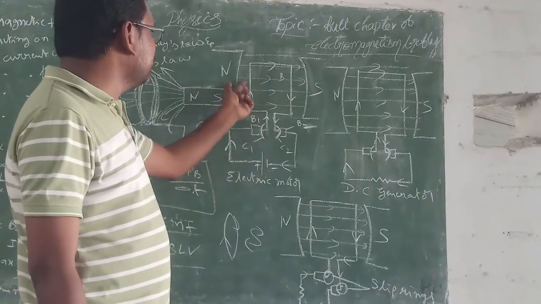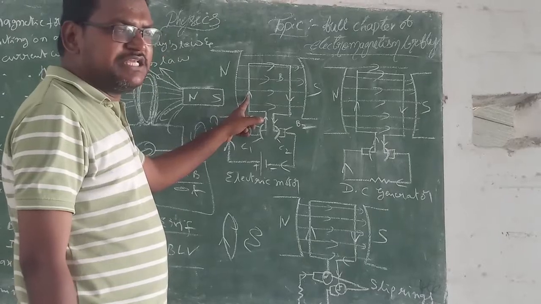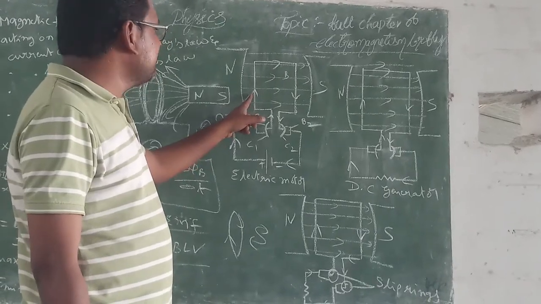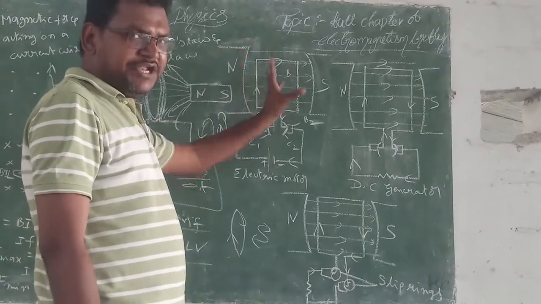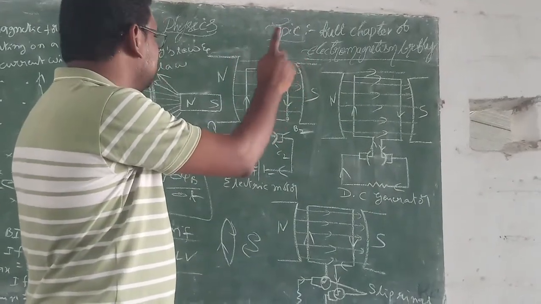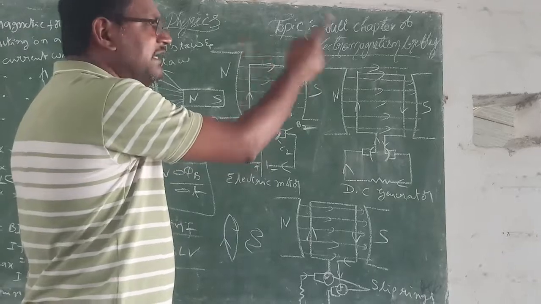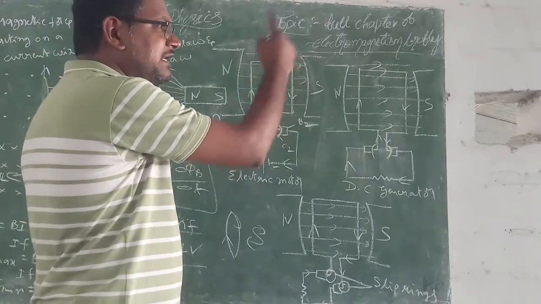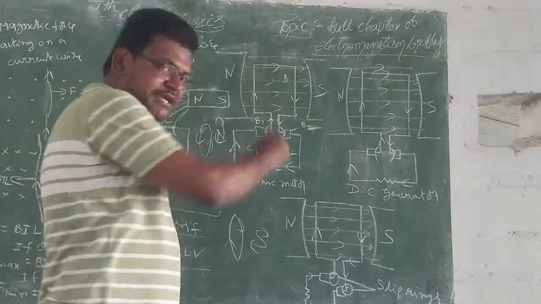As the current flows through the current carrying wire, it experiences a magnetic force. Because of the magnetic force, it rotates in an anti-clockwise direction.